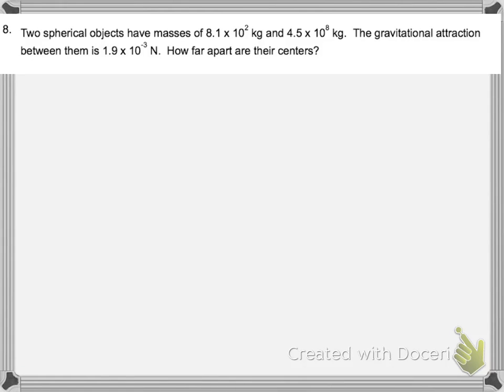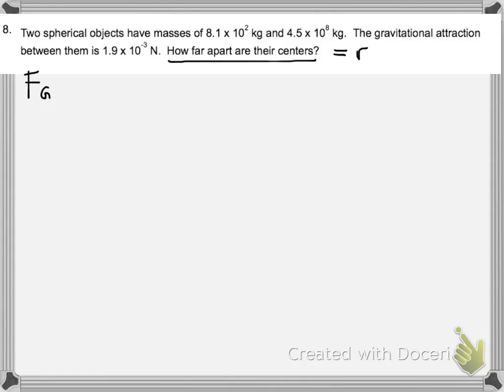If we move on to number 8, two spherical objects have masses of 8.1 times 10 to the 2nd kilogram and 4.5 times 10 to the 8th kilogram. The gravitational attraction between them is 1.9 times 10 to the negative 3 newtons. How far apart are their centers? So here we're looking for the radius because they're asking how far apart are their centers. So that is referring to our radius.